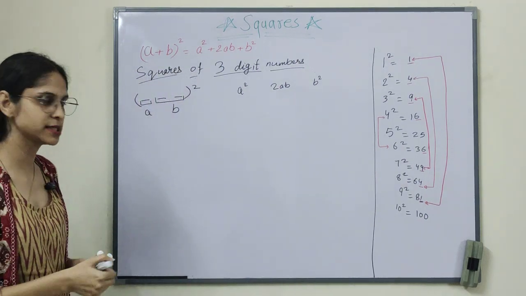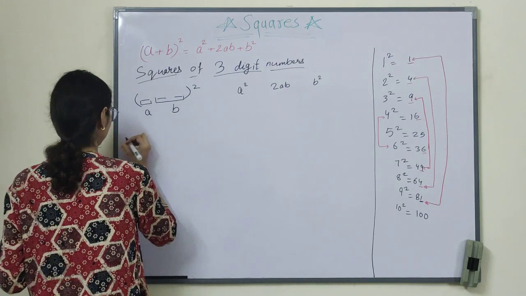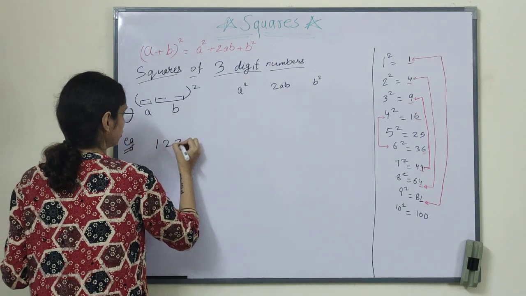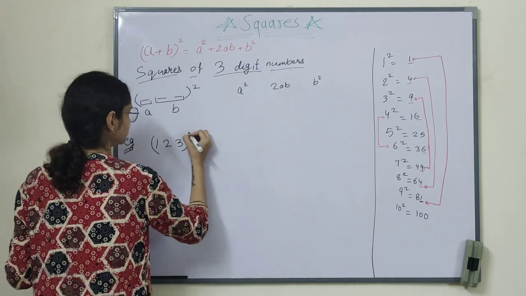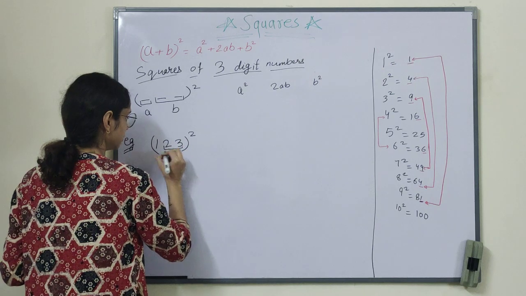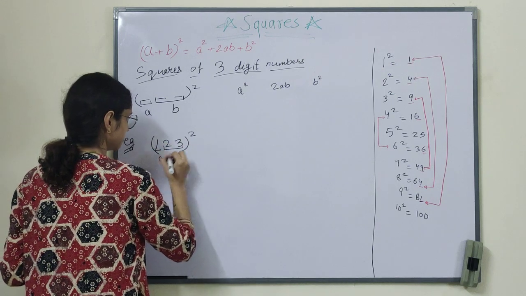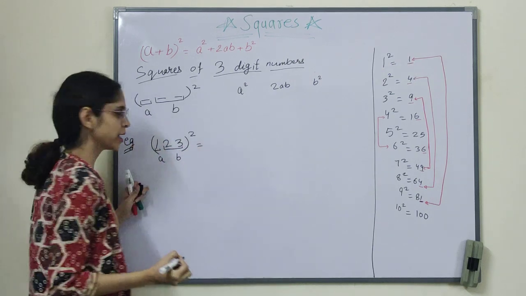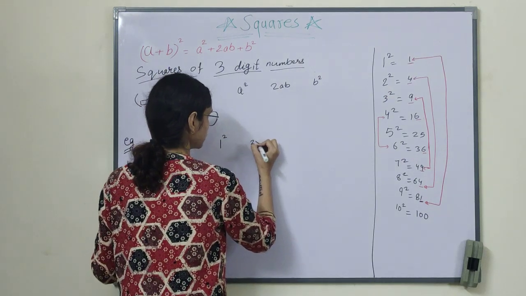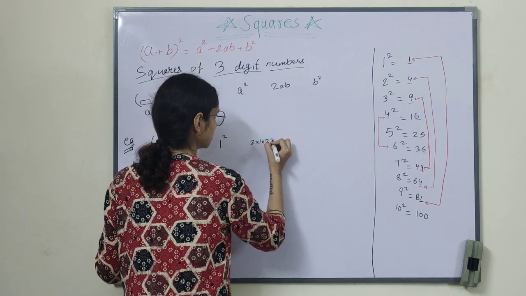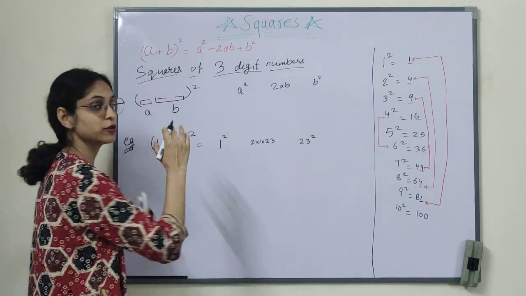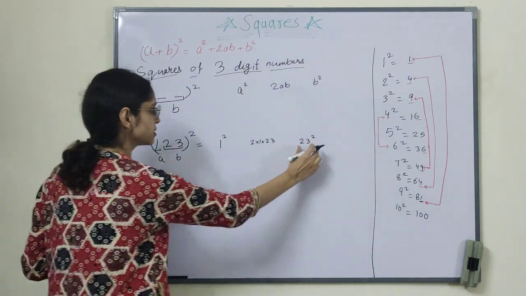Let's dive into the examples. So let's take an example of 123 square. So now 23 is b and 1 is a. So what I will do, I will write 1 square, then 2 times 1 times 23, and then 23 square over here. We always start from the right side, that is this side.